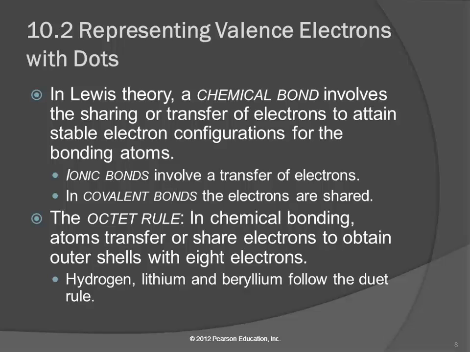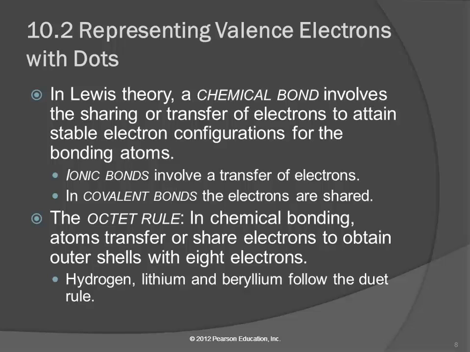So, in Lewis theory, the reason we're looking at Lewis theory is to talk about bonding. And so a chemical bond in Lewis theory involves either sharing valence electrons or transferring valence electrons for the atoms to get a stable octet of electrons. So ionic bonds involve transfer, where the metal gives its electrons to the nonmetal. And then the attraction there is that you have opposite charges that are attracted, not unlike magnets being attracted. In covalent bonds, the electrons are actually shared between the atoms.